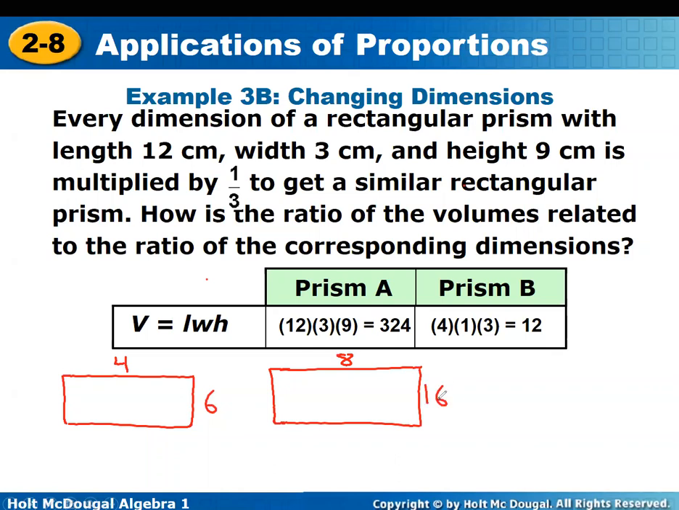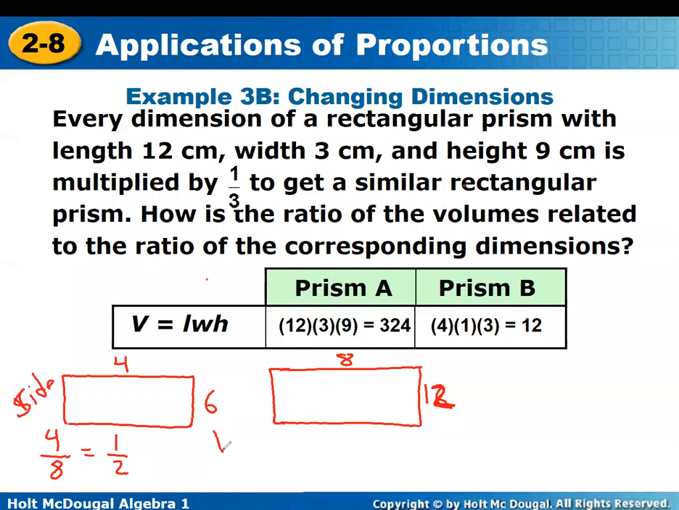Give me the ratio between the two sides. 4 over 6 equals 8 over 16. Just a second, this one should be 12. 4 over 6 equals 8 over 12. Okay? So I have 4 over 8. In simplest form, it will be how many? Half. 2 over 4, right? So 1 over 2. This is the ratio between the two sides, right?